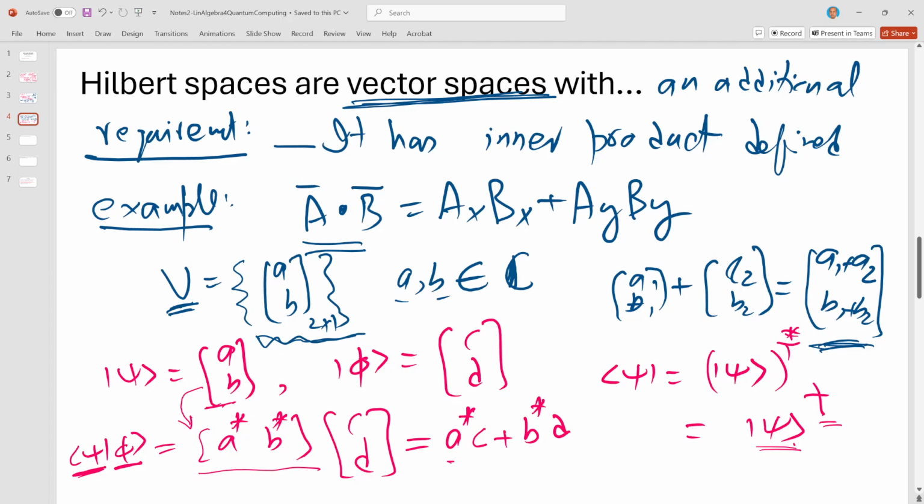Okay, so this is how we can define the inner product. This could be one way of defining the inner product. With this additional inner product defined, this now becomes a Hilbert space. Any vector space that we can associate an inner product with becomes a Hilbert space. And now we can do something else as well.